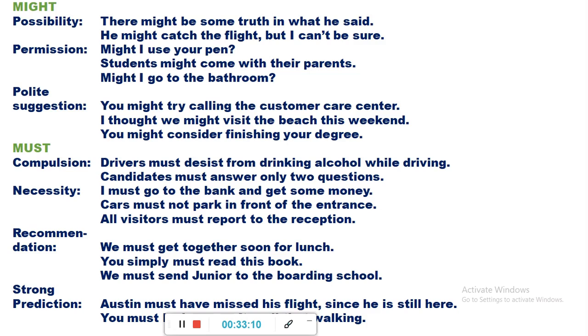Then let's look at how we can use must. We use must to express compulsion when something is compulsory. Drivers must desist from drinking alcohol while driving. It's compulsory. Candidates must answer only 2 questions, which means 2 questions are compulsory, others are optional. Necessity. When we want to talk about necessity, I must go to the bank and get some money. It is necessary. Cars must not park in front of the entrance. All visitors must report to the reception when you want to talk of something that is necessary.